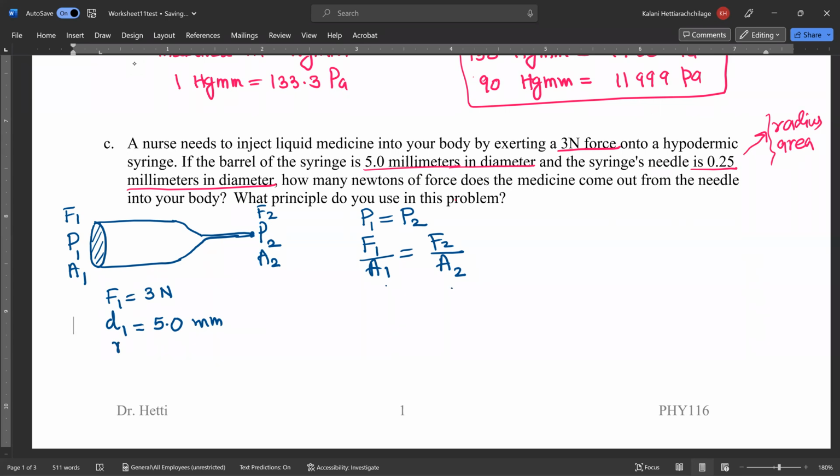But I'm going to write the next one, diameter 2 is equal to 0.25 millimeters, right? So I don't want to convert those things because both are in the denominator, left and right. So your units are going to be cancelled at the end, right? But you need to be careful with, if the cross-section is given, you can directly use the cross-section here.